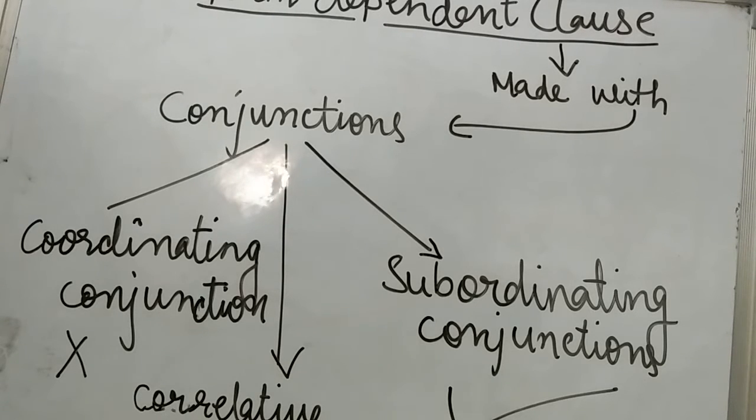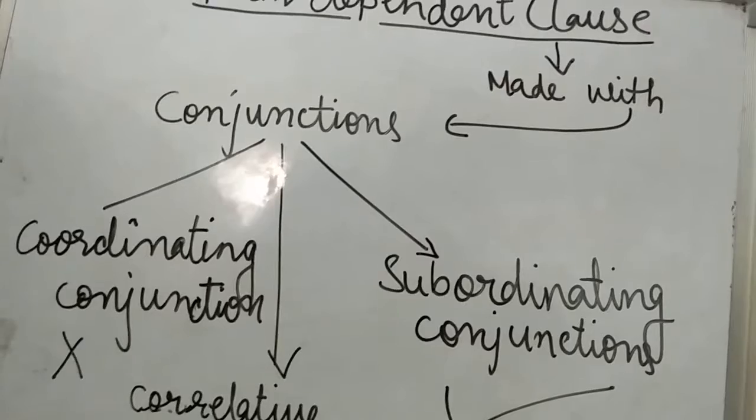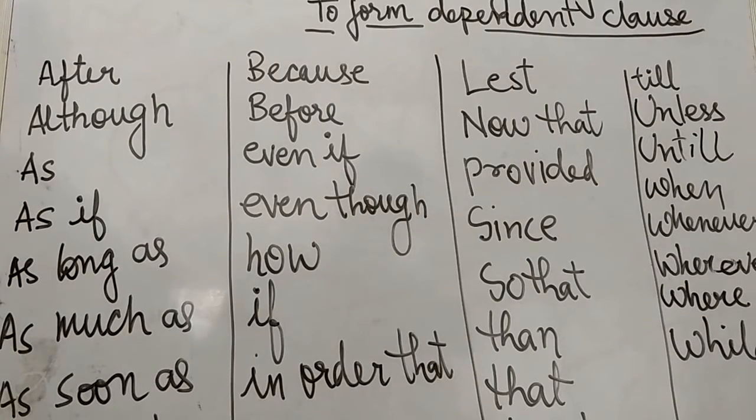Now we have different types of conjunctions. We have three types: coordinating conjunctions, correlative conjunctions and subordinating conjunctions. So here, for forming dependent clause, we are concerned with only subordinating conjunctions. We don't have to do anything with coordinating and correlative conjunctions. So here we are concerned only with subordinating conjunctions.